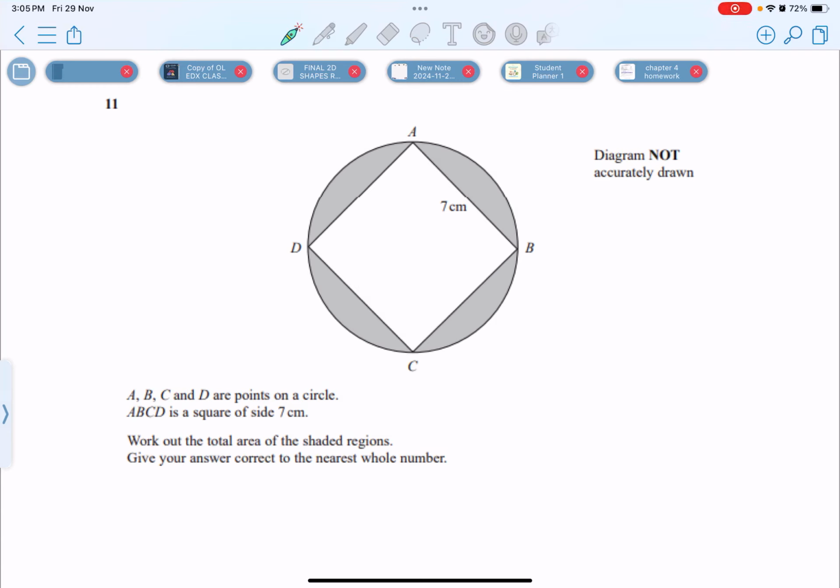Okay, this is question 11. A, B, C, and D are points in a circle. A, B, C, and D. Okay, that's very good. A, B, C, D is a square of side 7 centimeters. If this side is 7 centimeters, so this side is 7, this side is 7, and this side too is 7. Work out the total area of the shaded region. This is the shaded region.